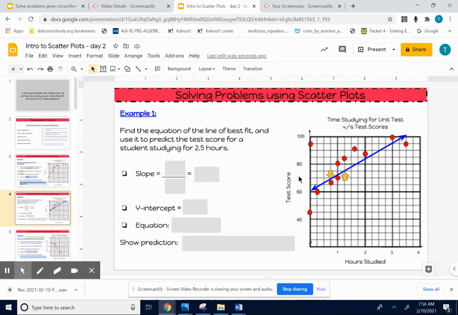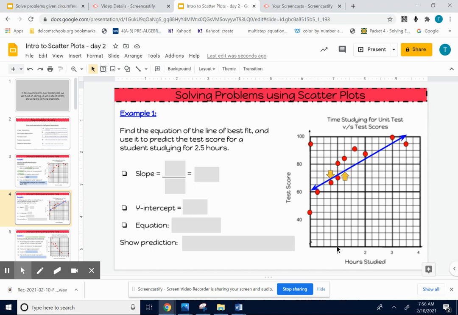Okay, so here's 70. Well, if there's 2 spaces between 60 and 70, that means we're counting by 5s on the y-axis. We're counting by 5s. Let's see. If this is 60, this would be 65, 70, 75. There's my 80. Okay, you got to know that. You got to know you're counting by 5s on the y-axis.